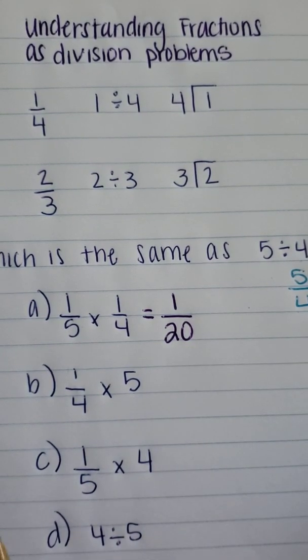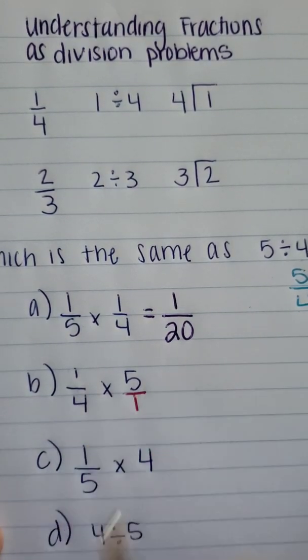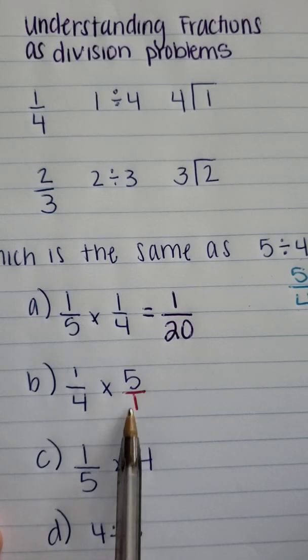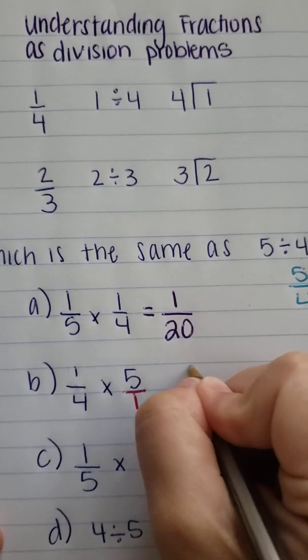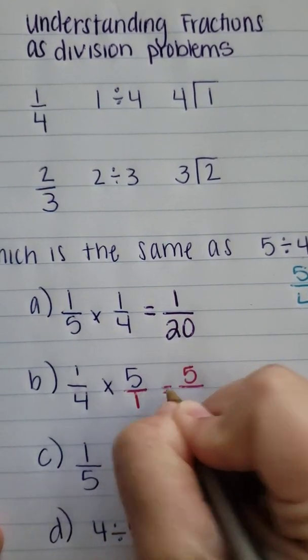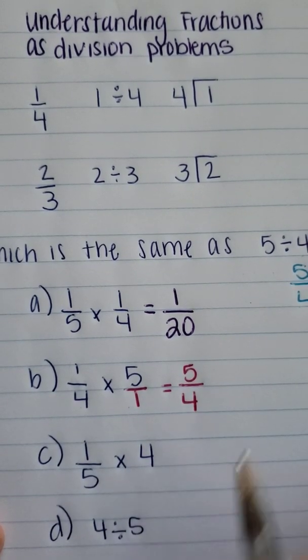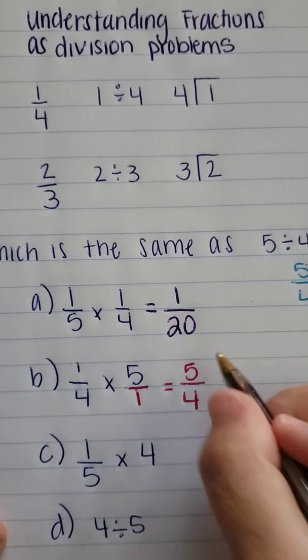No. So I'll go to the next one, and I'm going to multiply across, but I need to put a 1 in the denominator first. Okay, I didn't change anything. 5 still represents 5 wholes. 1 times 5 is 5. 4 times 1 is 4. Okay, when we look at these, are they equivalent? Yes, they are.